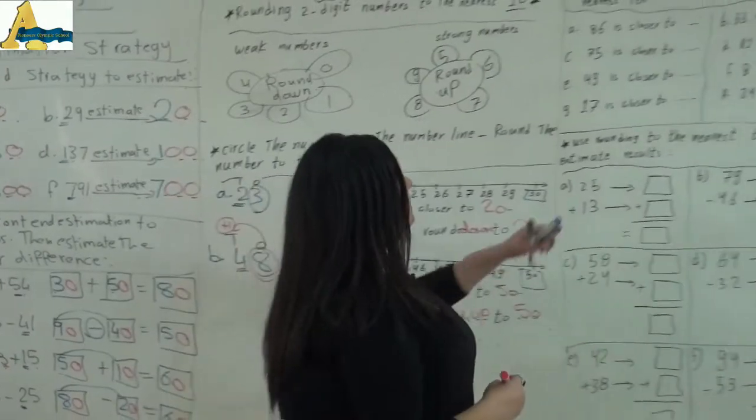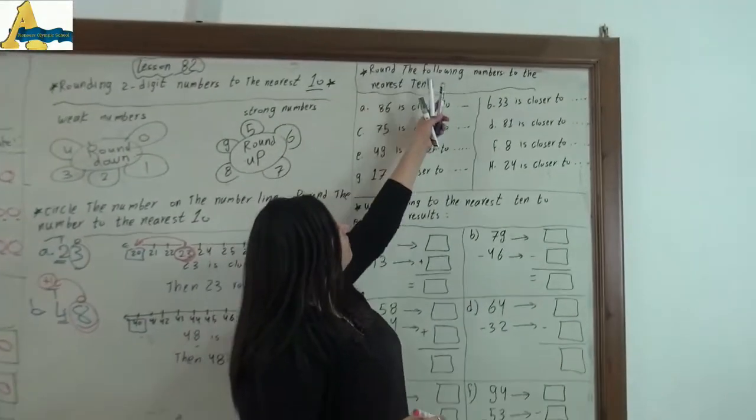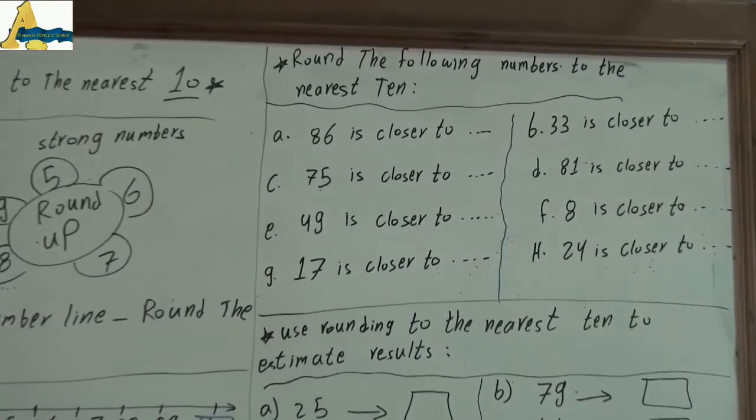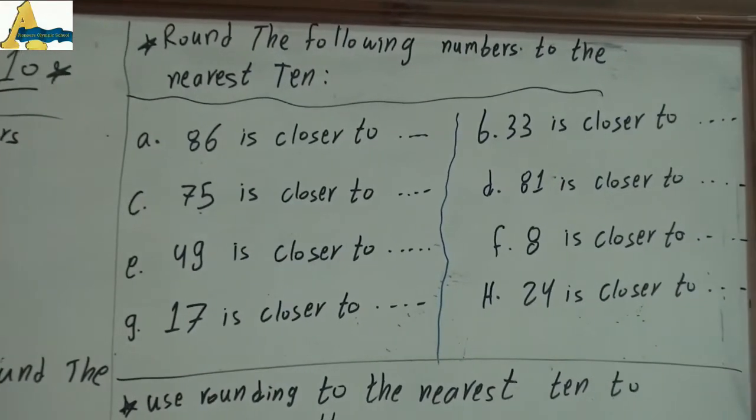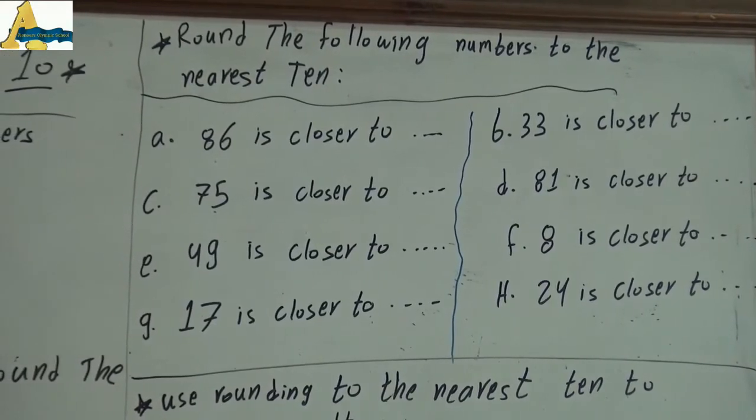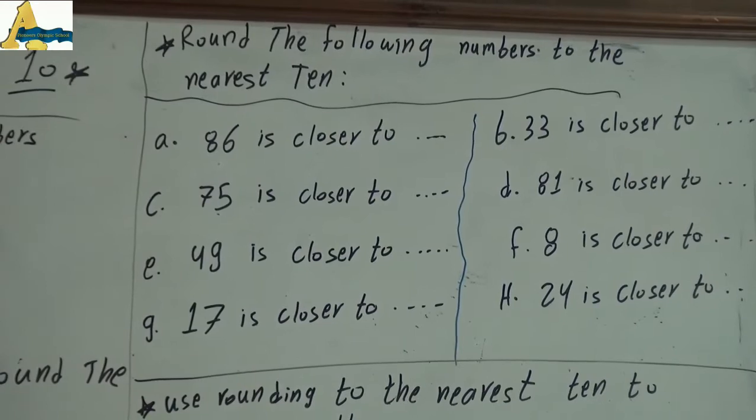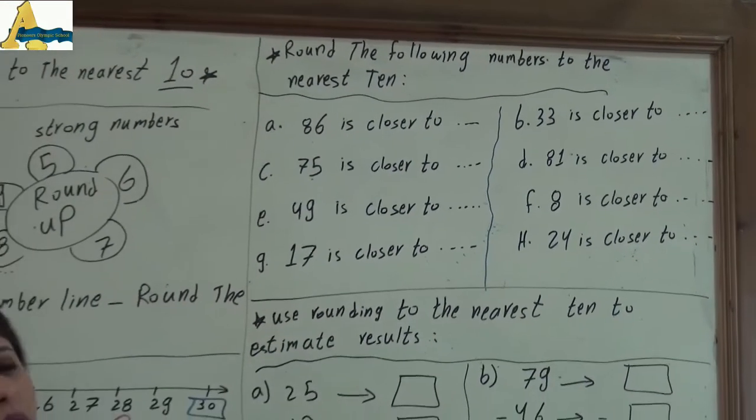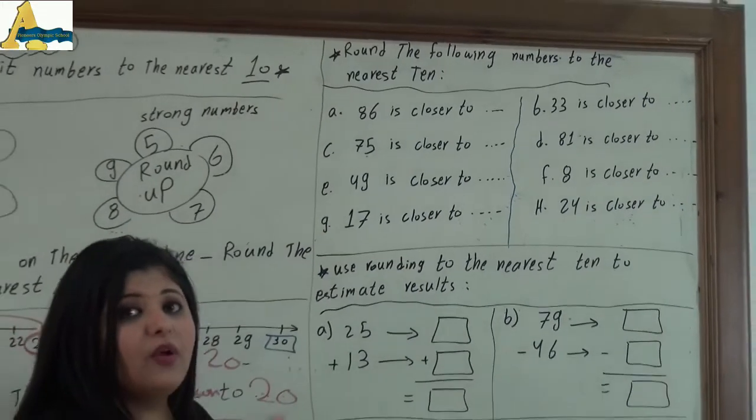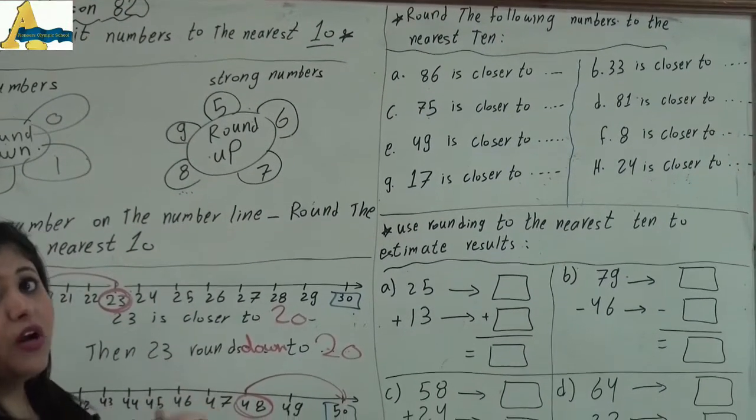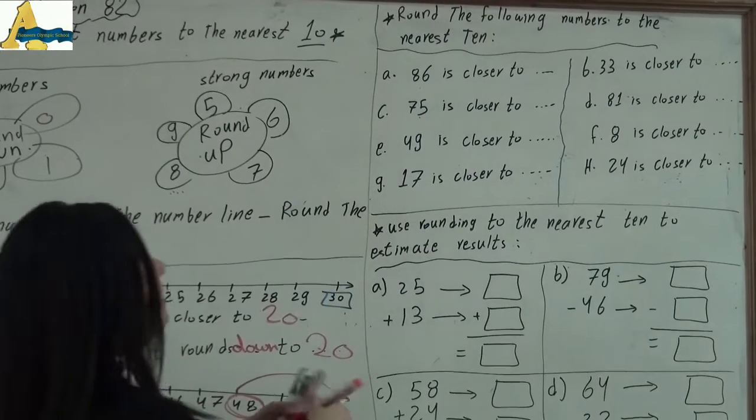Next, let's see. Round the following number to the nearest 10. He wants you to round up or round down. Let's see if the number after the tens is strong or weak. If the number is weak, this means the number will stay as it is. It will round down to the smaller number. If the number is strong, I will give the tens 1 more, and it will be bigger. It is going to round up. Let's see here.